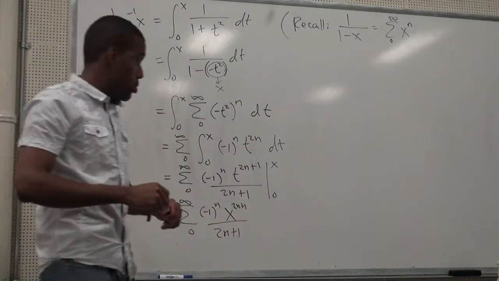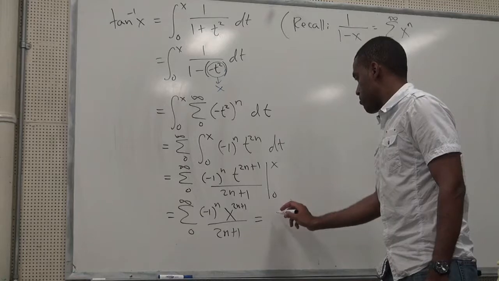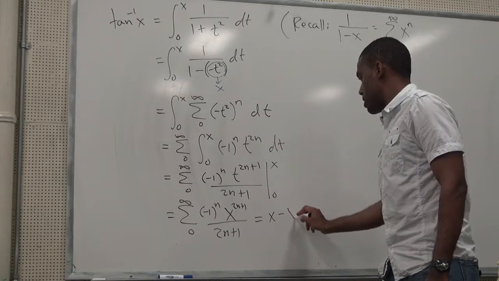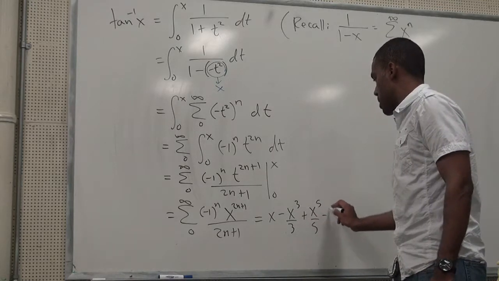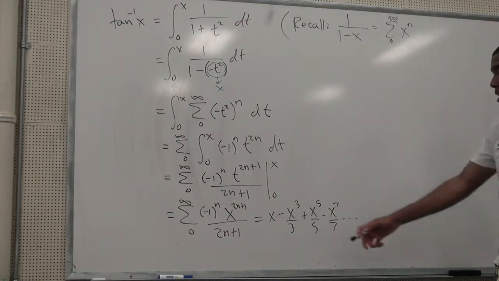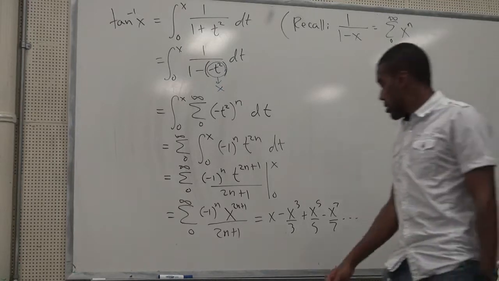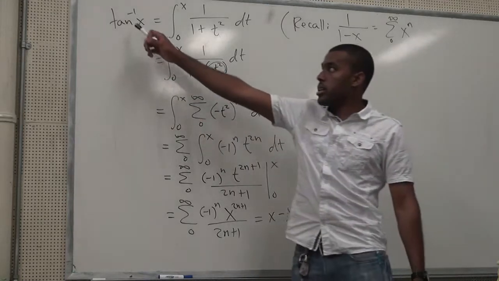And that actually gives you the power series for tangent inverse, right? So that's x minus x cubed over 3 plus x fifth over 5 minus x seventh over 7. So that's writing tan inverse as a series, this is a Maclaurin series for tan inverse.